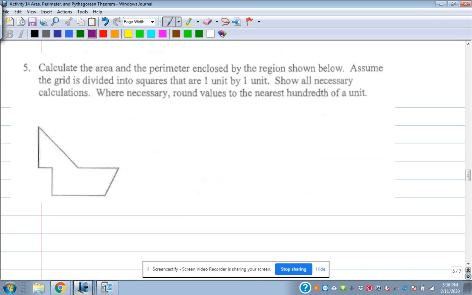Number 5 is kind of the same idea as the other ones that we did at the end of activity 13. It says calculate the area and the perimeter enclosed by this region. So to calculate the area, I would cut it into a triangle and a trapezoid and then measure it with your ruler to get those lengths and widths. Remember, area of a triangle is one half base times height. Area of a trapezoid, one half base 1 plus base 2 times the height. This is base 1. This is base 2.